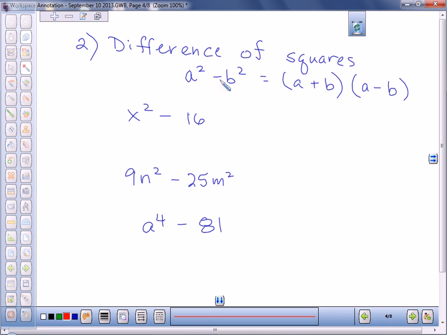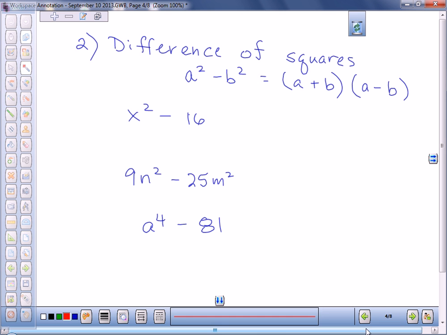So if you have a binomial and it's a difference and your two terms are both perfect squares, then we can factor it this way. So if we start off with a squared minus b squared, it'll factor to the sum and the difference of those things that are being squared. So the sum of a plus b and the difference a minus b. And let's go back and look at our warm-up real quick as soon as everyone writes this down.